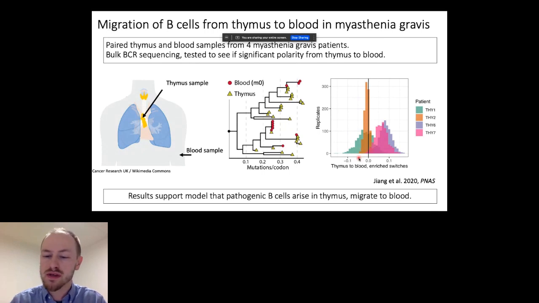And if we perform our SP test on these trees, we can see in 2 patients a very clear enrichment of switches moving from the thymus to the blood. And this supports this model that these pathogenic B cell lineages really initially mature in the thymus, and then some of them escape out into the blood. And this suggests that B cell depletion therapy, in addition to thymectomy, so like rituximab, could be used to better treat myasthenia gravis, or perhaps early targeting of the thymus before these pathogenic B cells can really escape.